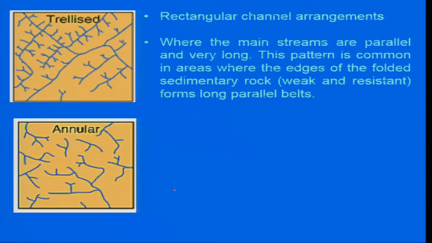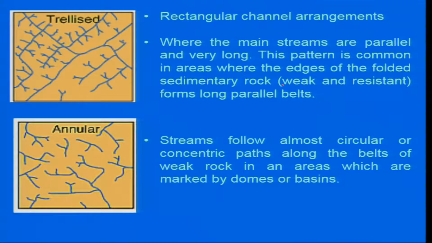Now, coming to the trellised one, these are seen in areas where we have folded sedimentary rocks. And another one is the annular one. The stream follows an almost circular concentric path and is mostly seen in areas where we have domes or basins. So, you can also understand what the flow trend will be in these regions based on that, and we can know the subsurface geology.